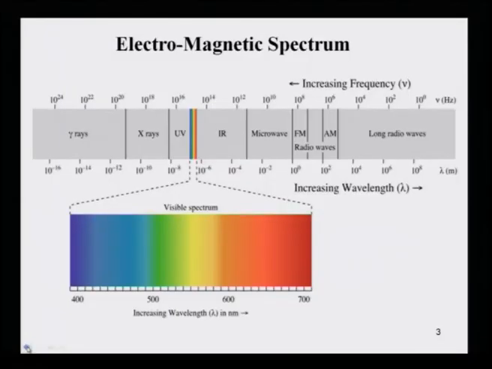Now, if you look at this particular slide, you will see that the areas are very clearly demarcated. The X-ray area, the gamma ray area, the UV area, and a very small visible region which has been expanded at the bottom. Next to the visible region is the IR region, then the microwave region, then the FM radio waves and the AM radio waves, and furthermore the long radio waves which are responsible for NMR analysis.